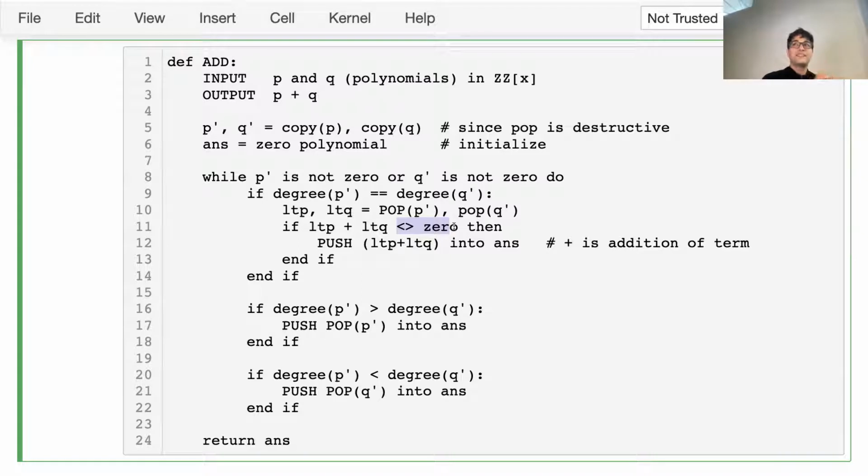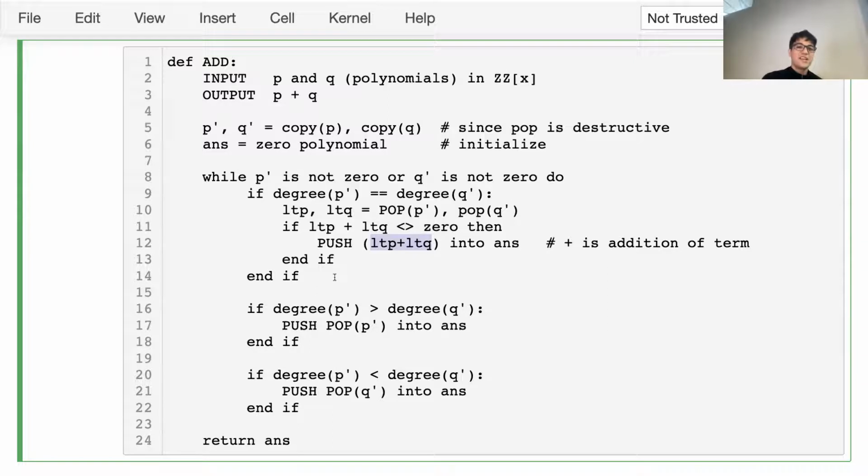A lot of people are missing this, right? So if they're zero, you don't do anything, right? Those terms have canceled, and you just throw them away and you go to the next iteration of this loop. Okay, provided that they don't zero out, then you just push into the answer the leading term of p plus the leading term of q, which at this point is guaranteed to be not zero.